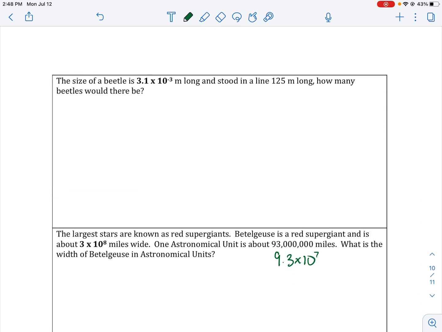So the size of a beetle is that many meters long. They stood in a line that was that many meters long. How many beetles will there be? Well, I know that, let's do 1.25 times 10 squared. I know that the beetles are standing in a line that's this many long. This is the length of one beetle. So I need to divide to see how many beetles there are.